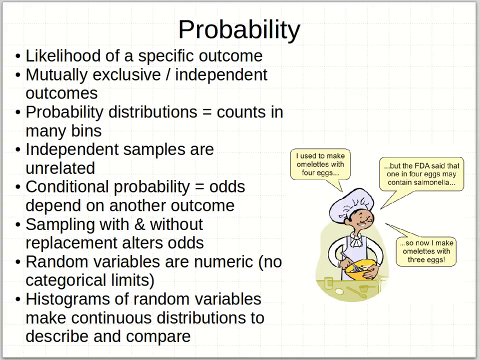The independent samples are unrelated, but you could have conditional probabilities of different samples, and then that changes the odds, where it's not just simply a simple calculation. Sampling with and without replacement will change those odds. You need to think about how you're going to sample if you're going to be calculating some of these probabilities. Random variables are most smooth and most finely integrated when they're numeric, as opposed to tosses of a coin and rolls of a dice, which are categorical, or I should say binary, for the coin.